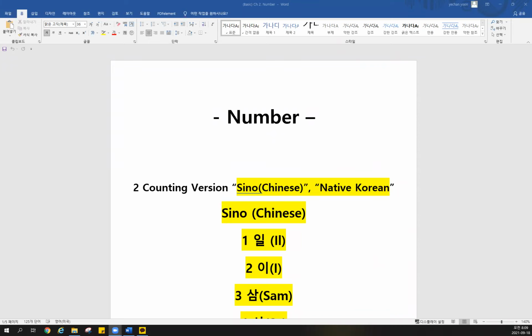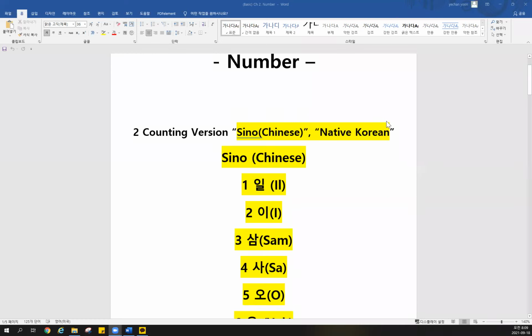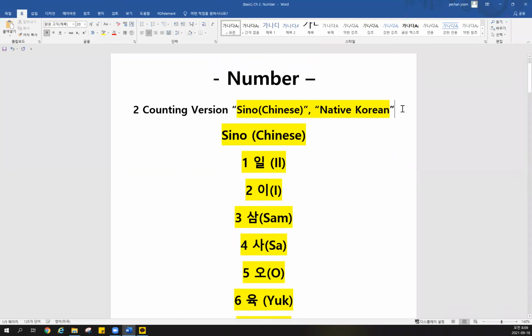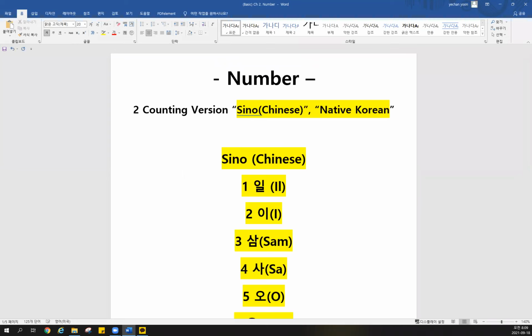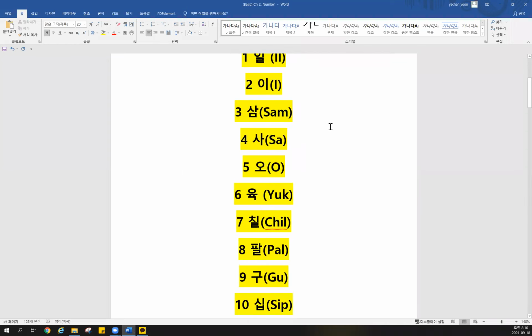Okay, so we're gonna learn about the number for today. So for the number, we have 2 counting versions, which are Sino and native Korean. Okay, so the Sino version is based on the Chinese pronunciation. And the native Korean is another set of words, so we have a version with the native Korean. The Sino version is going to be like this.